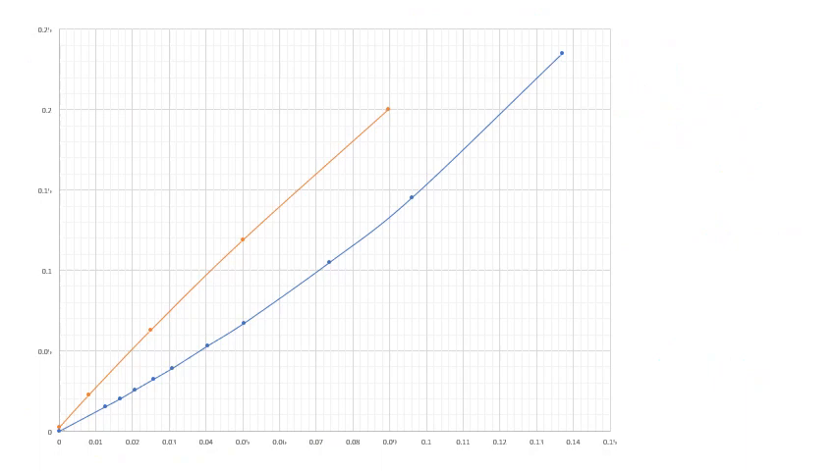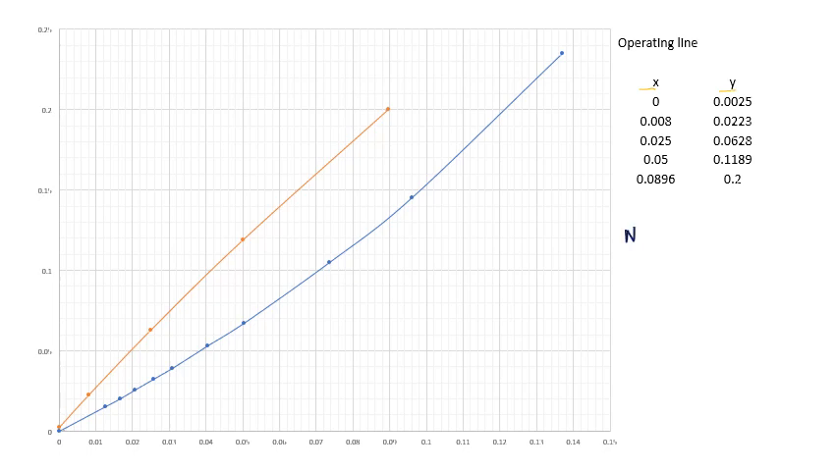Okay, so here you can plot the operating line and equilibrium line. If you see previously, the blue line is the equilibrium line as given in the table, and this table here shows your operating line coordinates. You have 5 points, the x values and the y values, so you just plot, and the orange line here is your operating line. So now your job is to calculate the NOG.